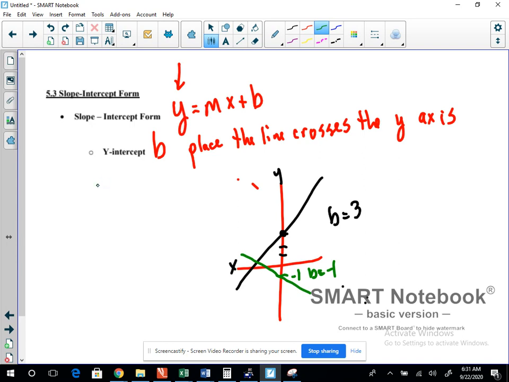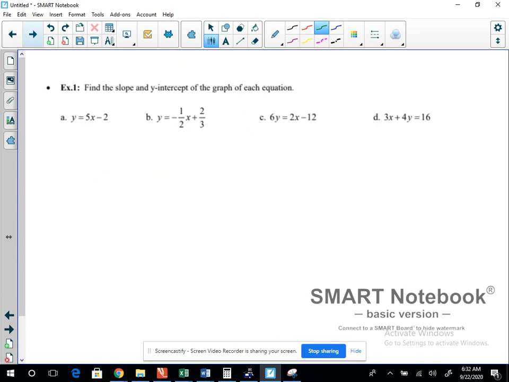The slope, we already know the slope. The slope is m. And that, again, is the rise over run that we've been studying. So we're going to learn to apply that in graphing lines. The first step, though, is to figure out if we can identify m and b.